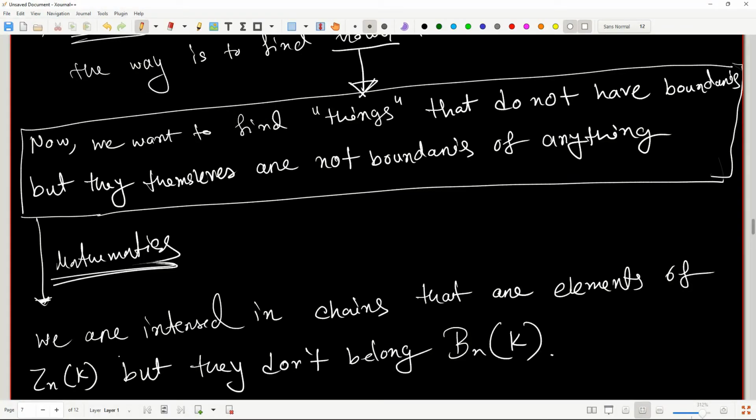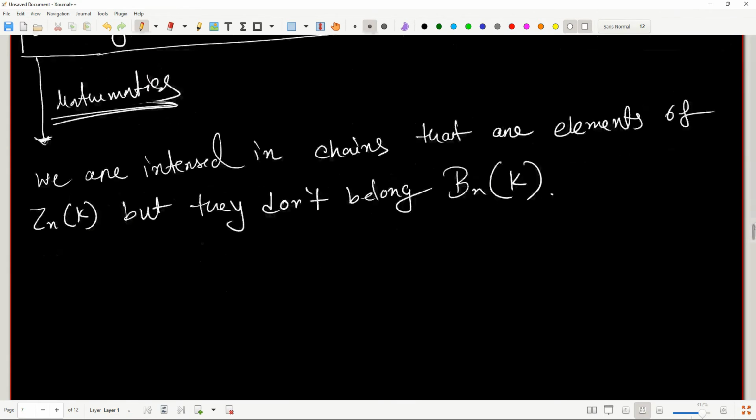That means we want some chains. That's what these things are. We want chains that are not boundaries, and at the same time they don't have a boundary for themselves. So it's not a boundary at all, and at the same time it doesn't have a boundary too. That's what we are interested in. Okay, and this is well formulated into the idea of finding homology groups. So this is where the idea of the homology groups comes in.